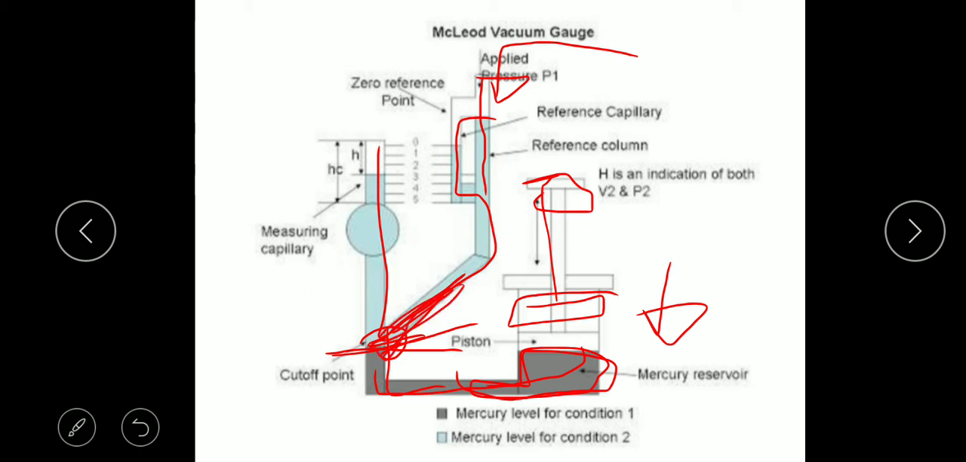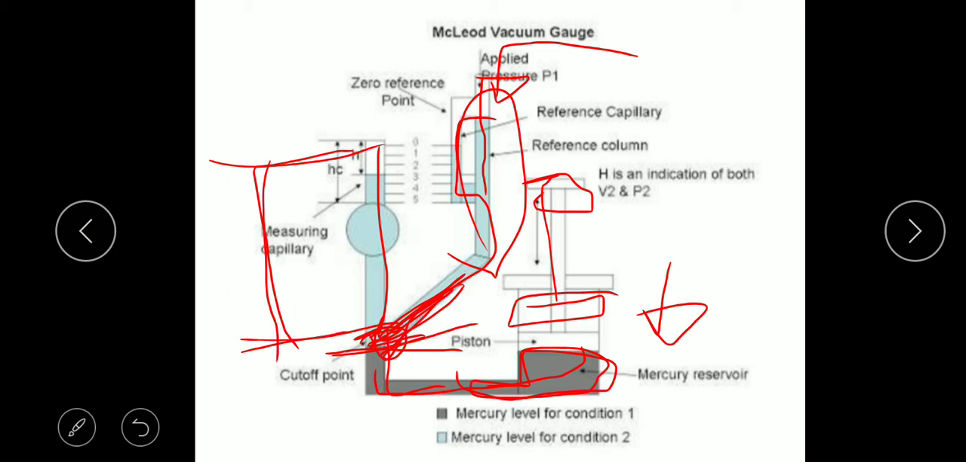What will happen when the mercury crosses the cutoff point? At that time the gas will be trapped in this portion. The gas will also be available at the topmost portion, but the trapped gas will be in the second portion here, because the opening is not available here, the whole portion is closed and the gas will be trapped into this portion. Now what will happen now?